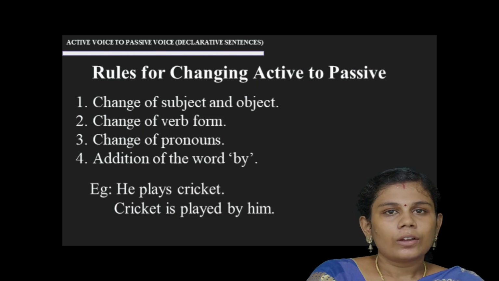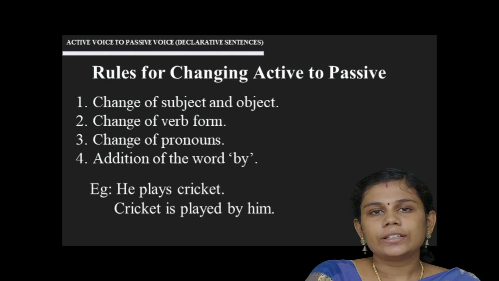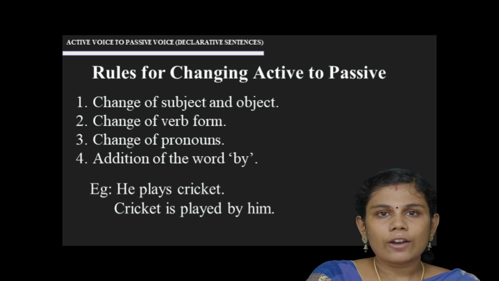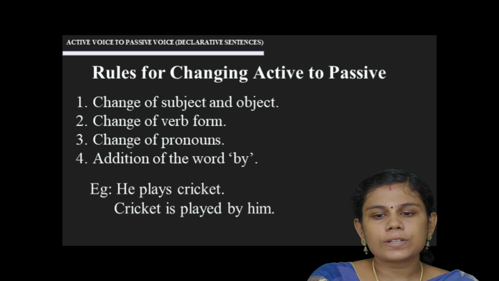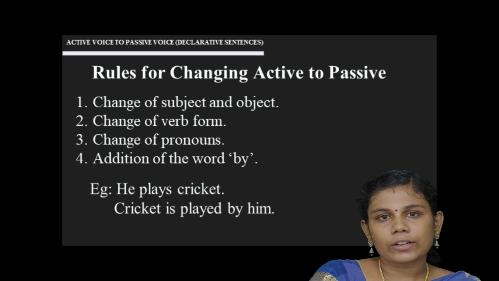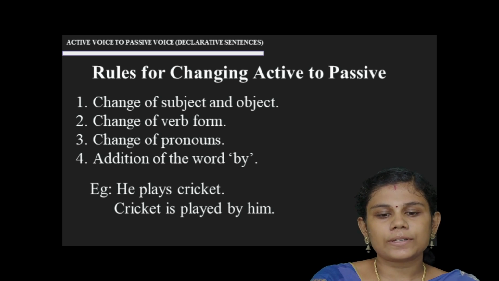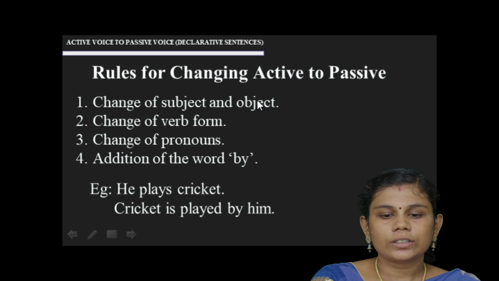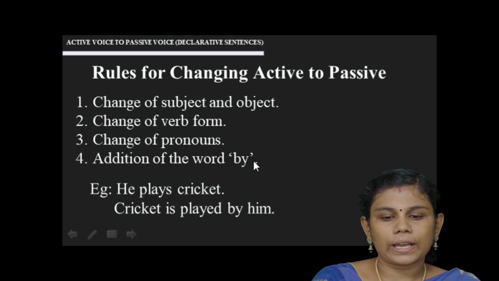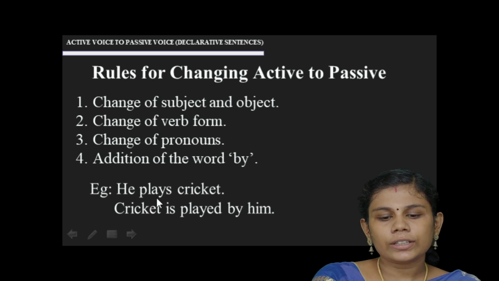Next, we are going to see how to change a declarative sentence from active to passive voice. We have to follow 4 steps while changing a declarative sentence from active voice to passive voice. First step is change of subject. Next step, change of verb form. Third step is change of pronoun, and fourth step is addition of the word by. Here I have given you an example.